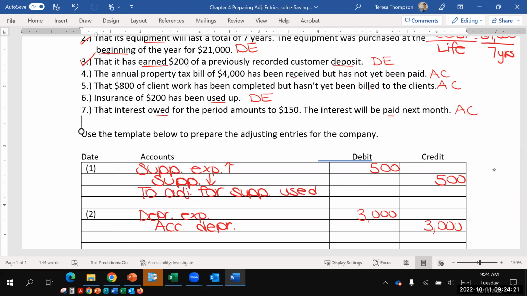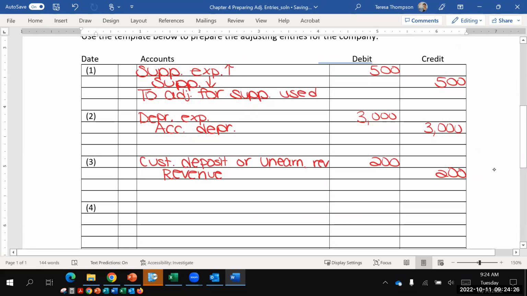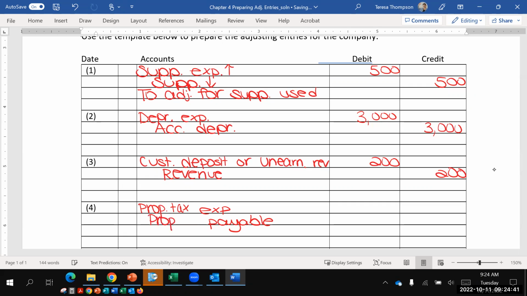Annual property tax received, not yet paid, definitely an accrual, we're talking expense. So remember we said you fill in the expense, you fill in the payable. So since we're talking about property taxes, let's go ahead and do property tax expense. Prop tax expense. You can say prop tax payable, you can say accounts payable, either way. It was 4,000.